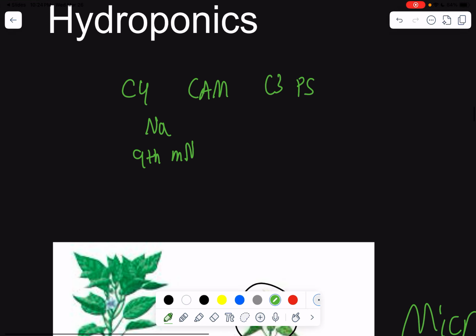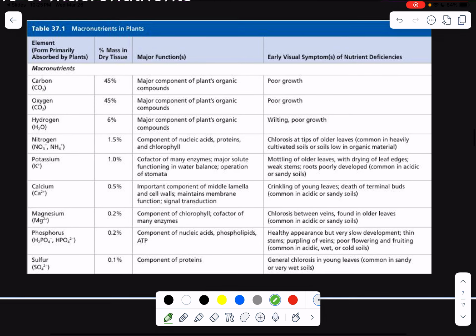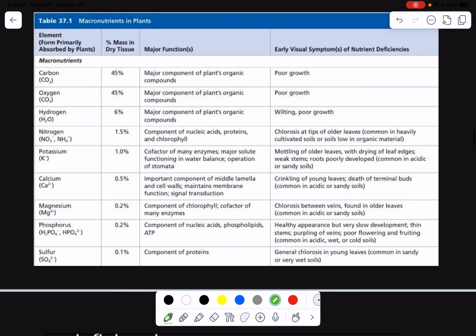And now, deficiencies of different elements may have different symptoms. So before we get to that, I'll leave this table here. You can see that our CHOMPS, carbon, hydrogen, oxygen, nitrogen, phosphorus, and sulfur, are the most important macronutrients. And then potassium, calcium, and magnesium are the three that are not a major component of most organic compounds.